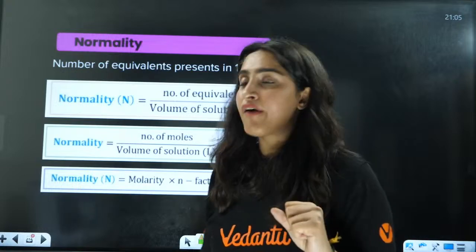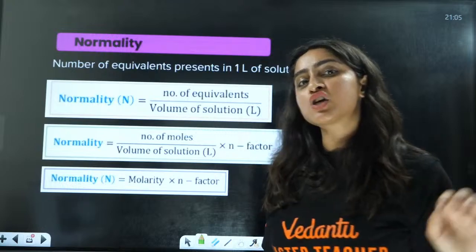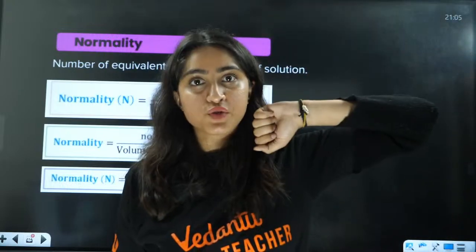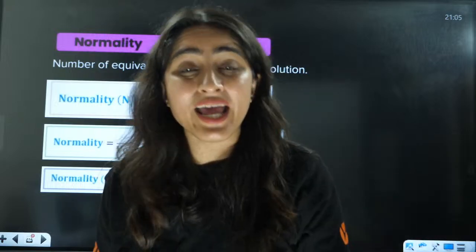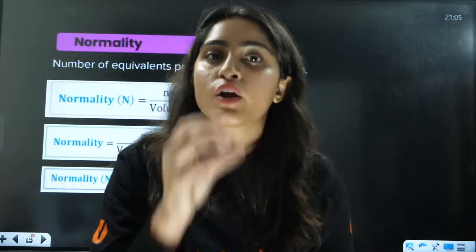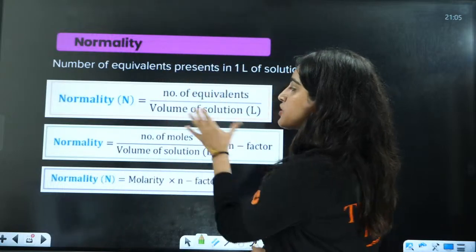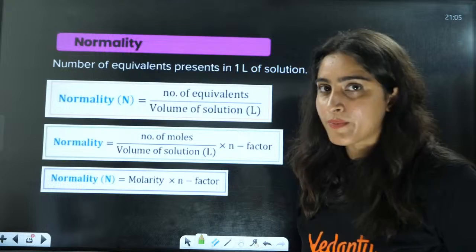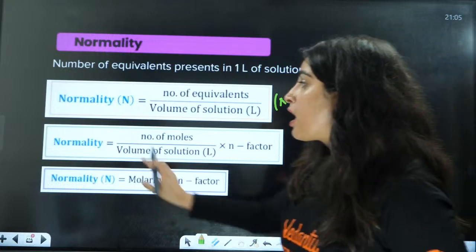This difference is that n factor. For example, I am talking about normality. Molarity is equal to number of moles by volume of solution. Normality is equal to, here we will replace number of moles by number of gram equivalents. So that is number of gram equivalents divided by volume of solution. That is normality, represented by capital N.